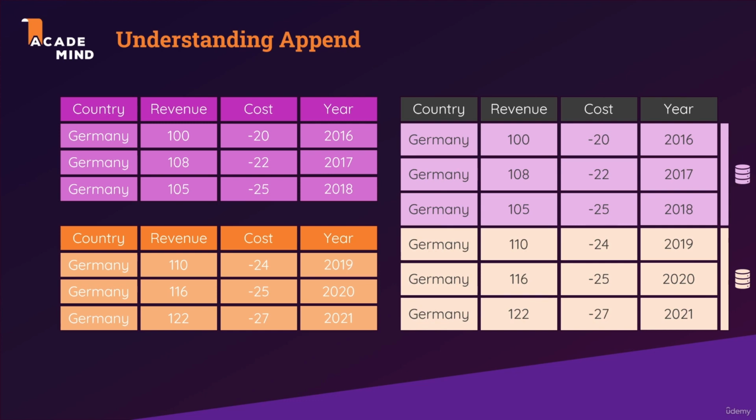Now we have one table with the equal column structure and the equal column names, but now with the data for the years 2016 until 2021. So appending in the end simply means adding rows or combining rows from 2 or more different queries. Let's apply this in practice now in our project.